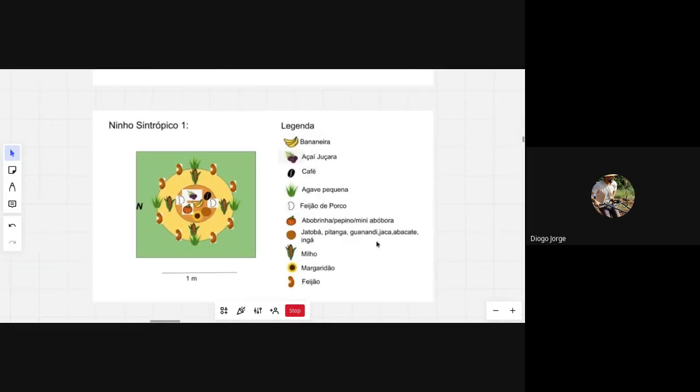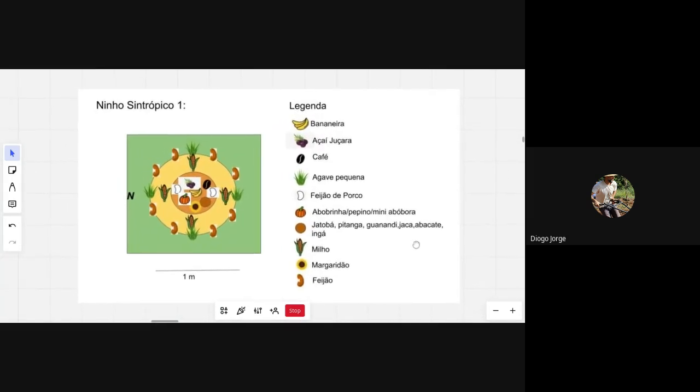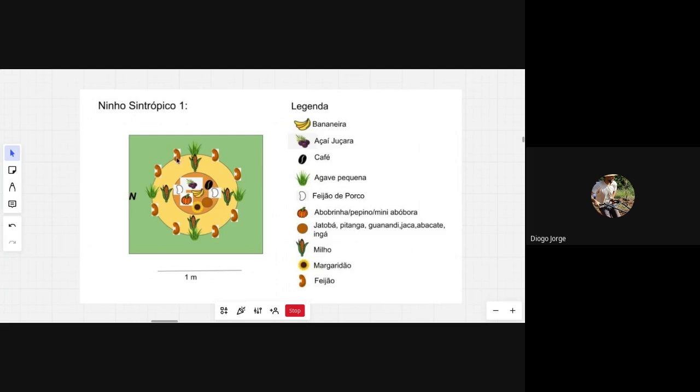So over here, we have this draft. We didn't have a designer last year, so that's how it came out. But basically, we have a banana in the middle, and three seeds. So all of this brown thing represents seeds of fruit species, avocado, jackfruit and stuff.